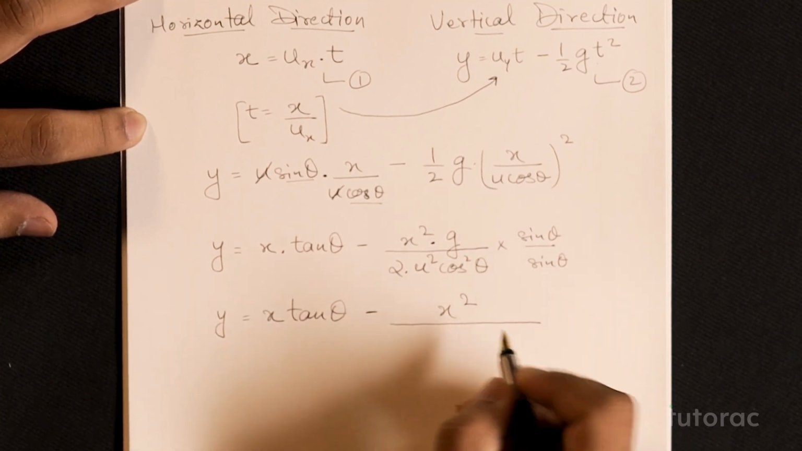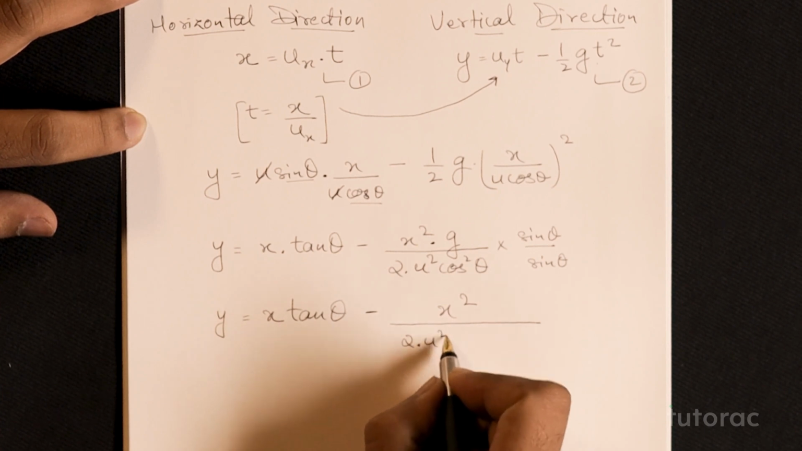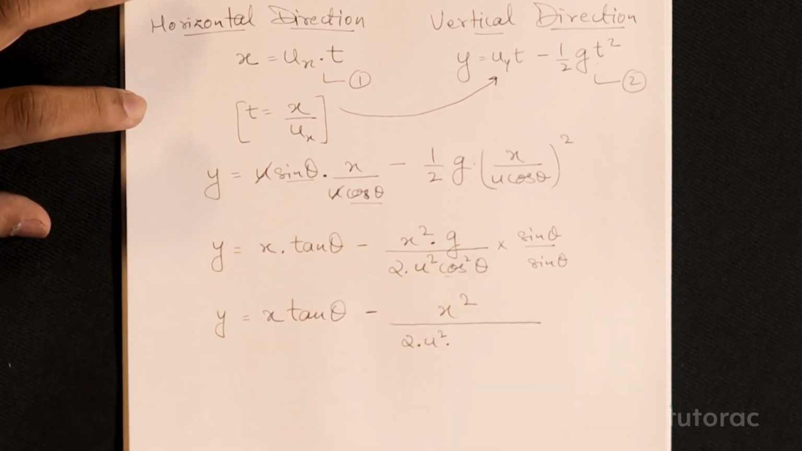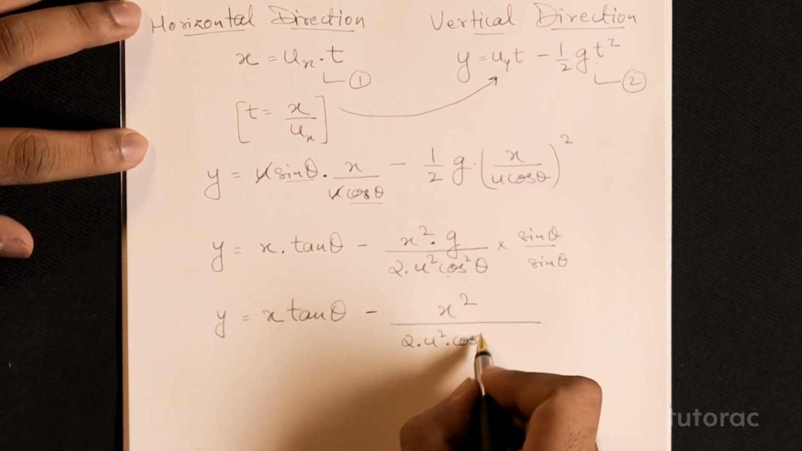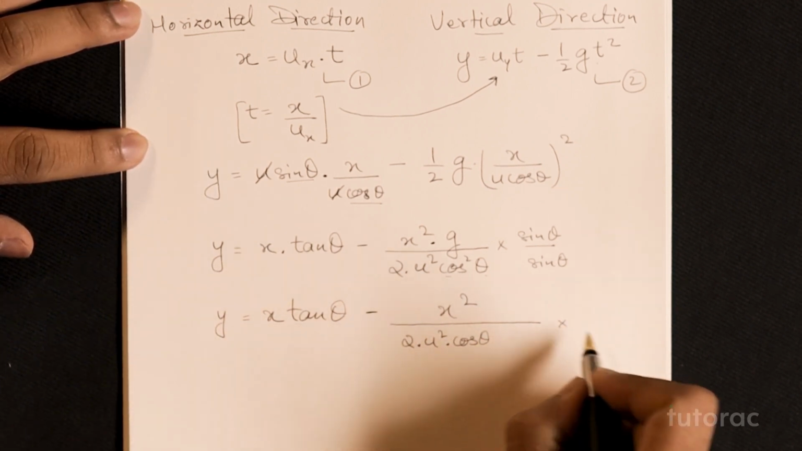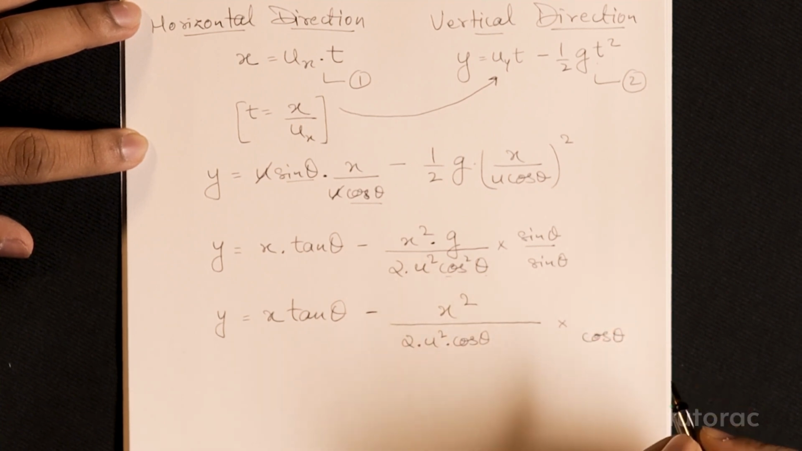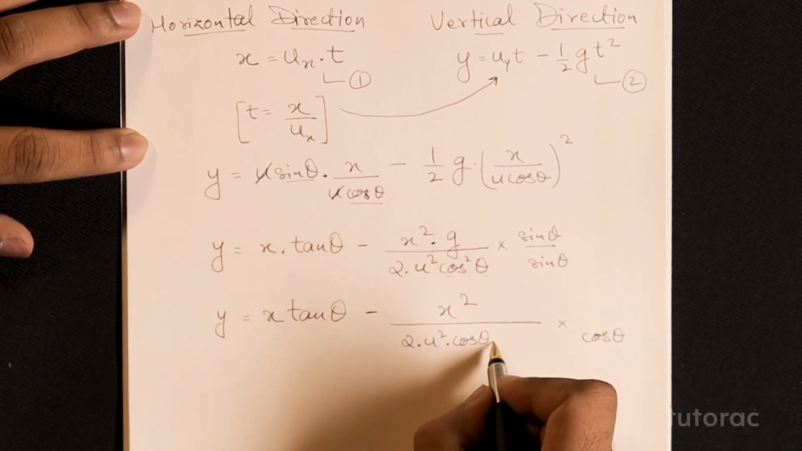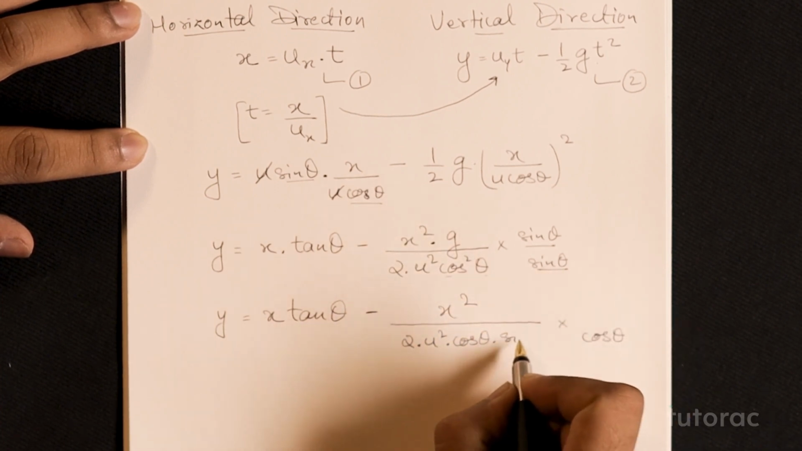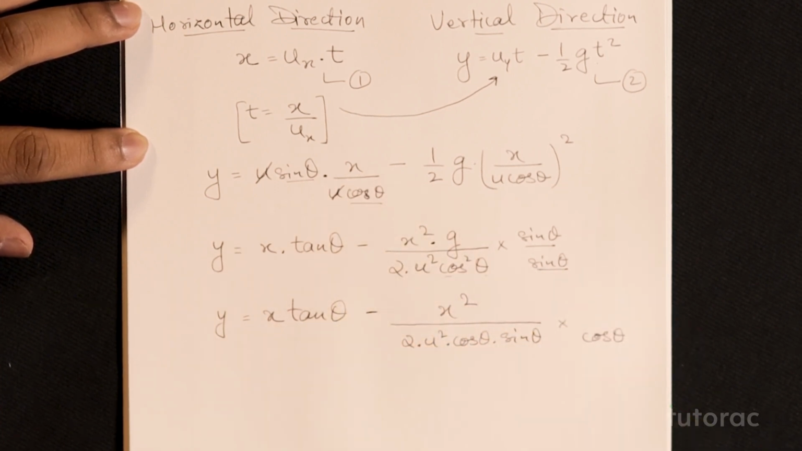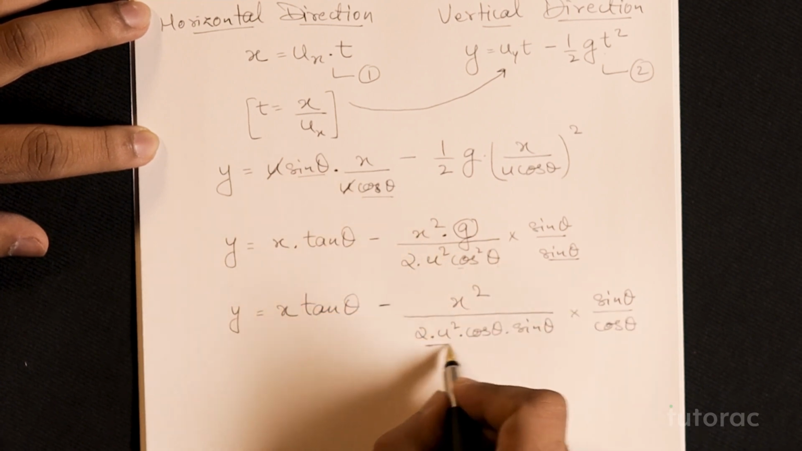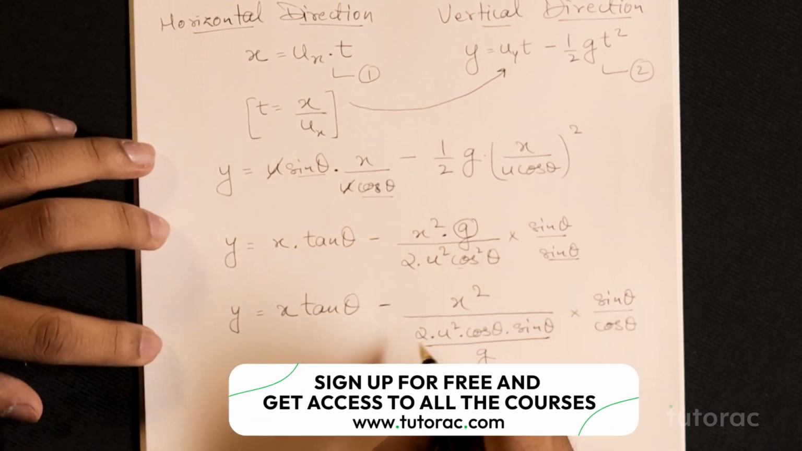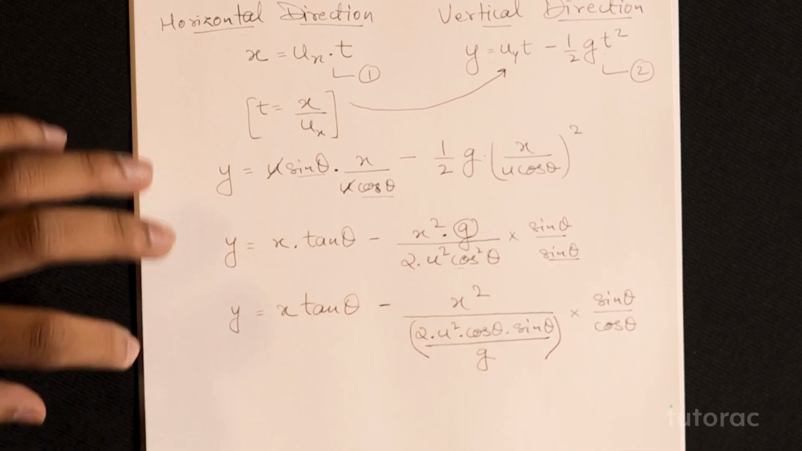divided by 2 into u square into cos square theta, which can be written as cos theta into cos theta. Hence one cos theta I am going to take along with u square, while the other I'll take separately. And in place of this one cos theta, I am introducing the sine theta in the denominator along with u square. Let the sine theta in the numerator be as it is, and you can also take this g in the denominator over here. Now tell me what this term is.